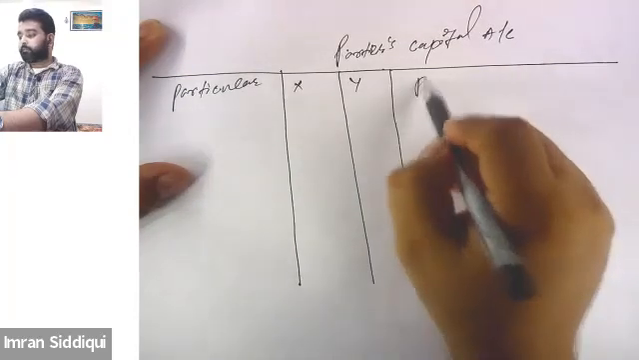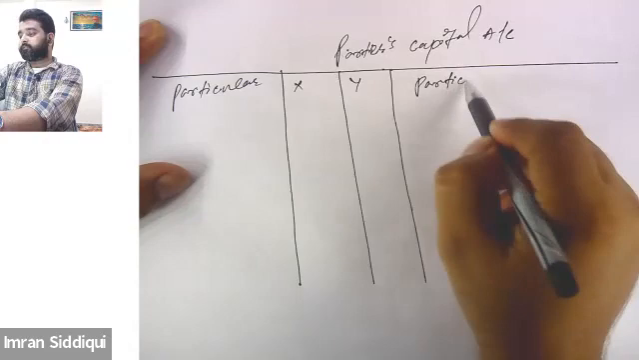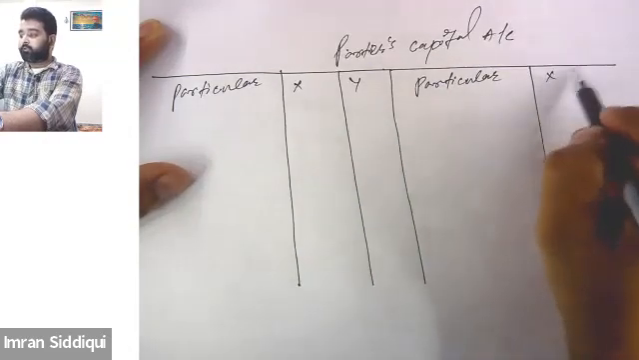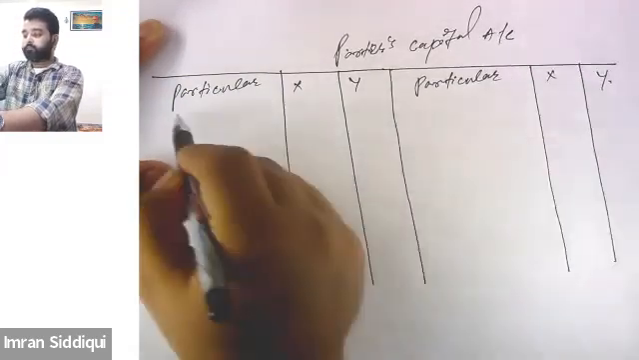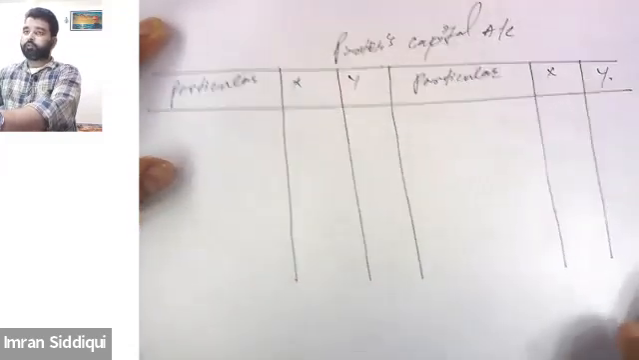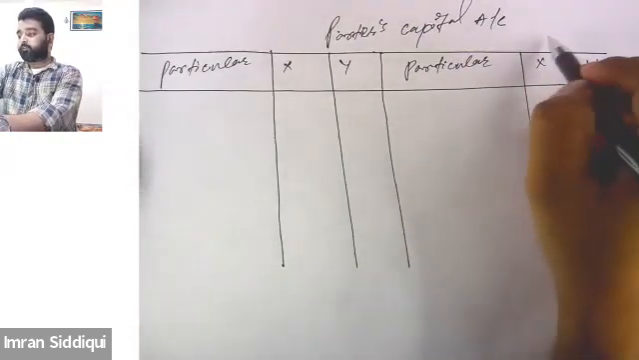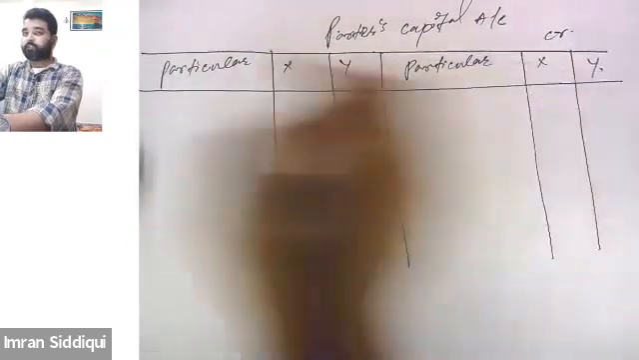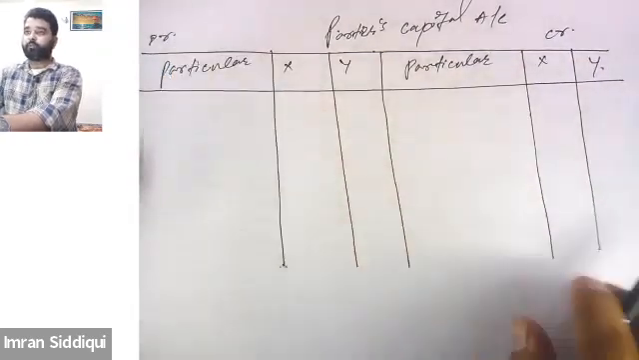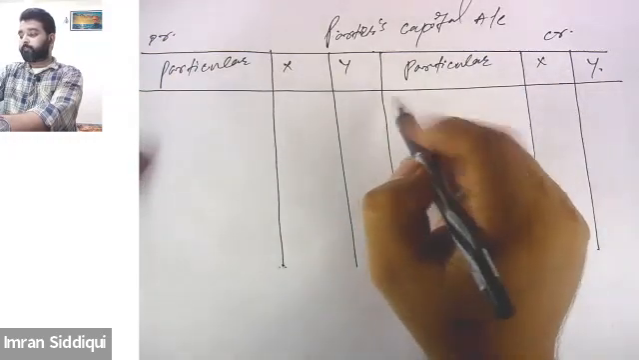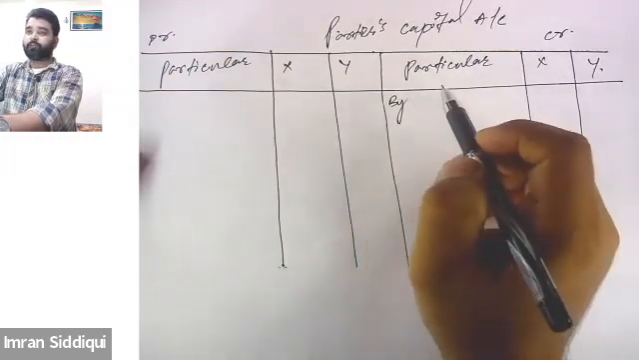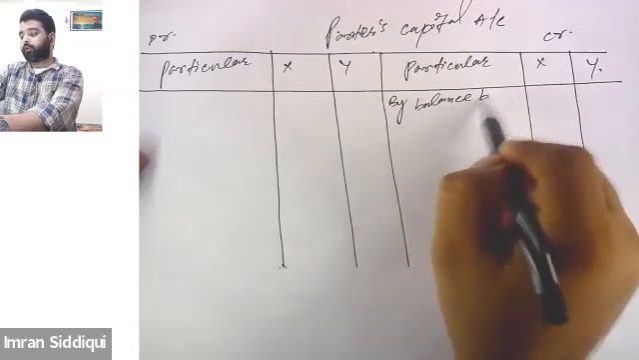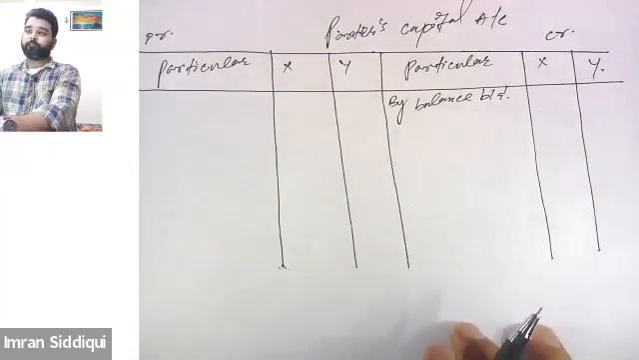Then on the credit side as well, we will be writing particulars and partner X and partner Y. First of all, we will start from the capital, from the credit side of the account. This is the credit side, and as you already know, this is the debit side of the account. On the credit side, we record the opening balances of their capital. By balance b/d is recorded on the credit side of the capital account.